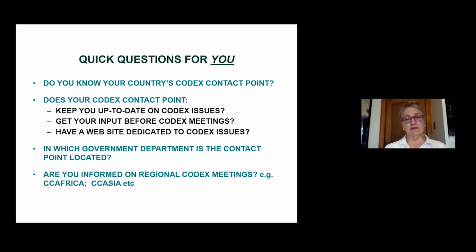This is different in different countries. Usually there are many government departments, from public health to agriculture to trade. And sometimes you have a food safety authority, but not always. And are you informed on the regional Codex meetings? So I'm just kind of curious if you can give us some feedback on that. I would appreciate it.